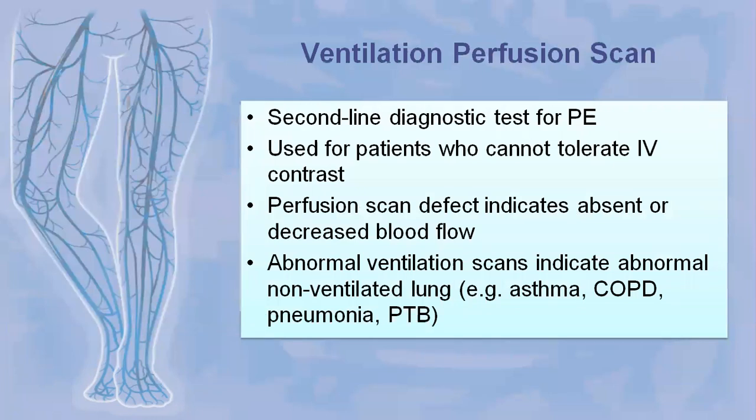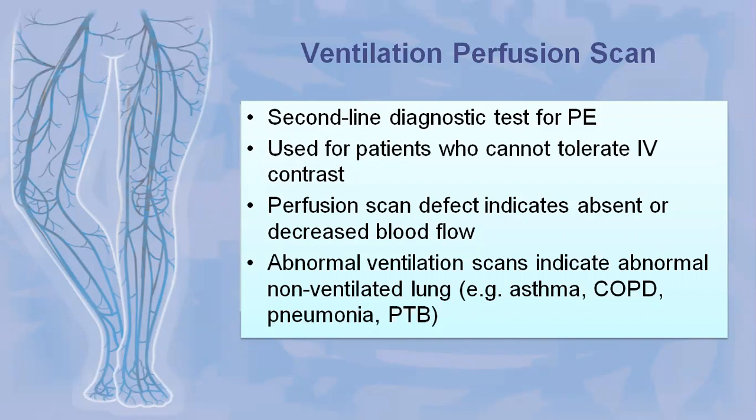So ventilation perfusion scan is another imaging study. It is a second-line diagnostic test for pulmonary embolism. It is used for patients who cannot tolerate IV contrast. A perfusion scan defect indicates absent or decreased blood flow, and abnormal ventilation scans indicate abnormal non-ventilated lung.